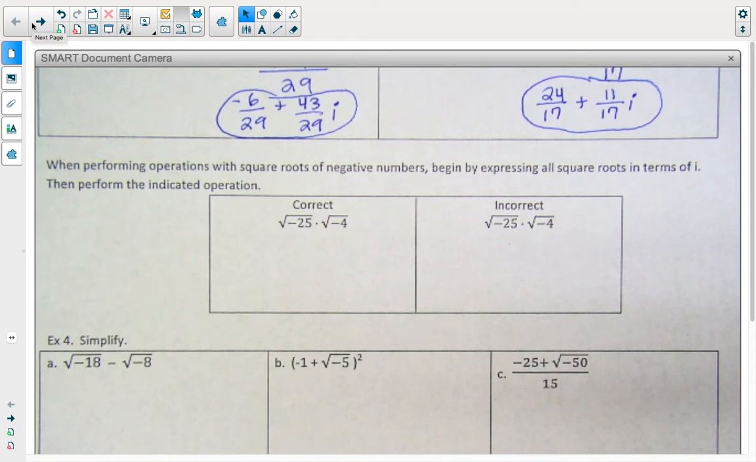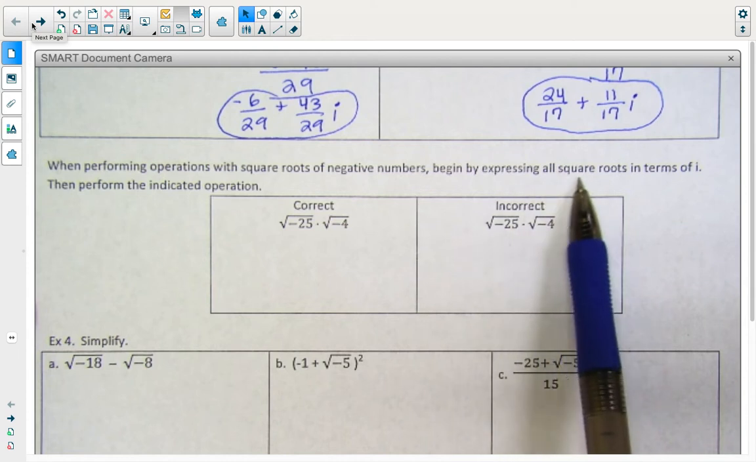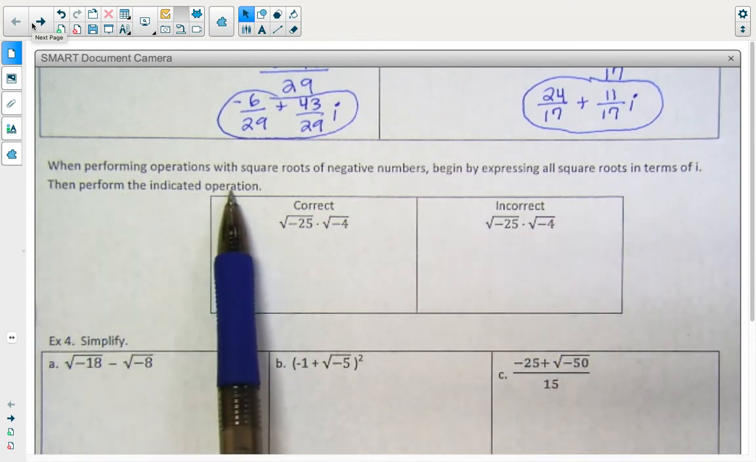Right, in this last part with complex numbers, I just want to do a little bit more with the square roots. So we've added, we've subtracted, we've multiplied, divided. I just want to go through and simplify some square roots that'll have some imaginary pieces that pop up. So when performing operations with square roots of negative numbers, begin by expressing all square roots in terms of i, then perform the indicated operation.